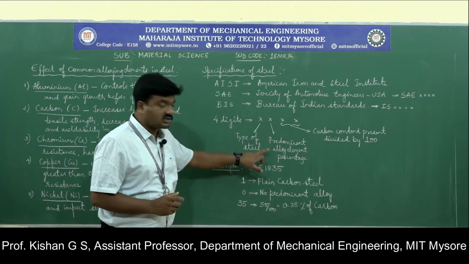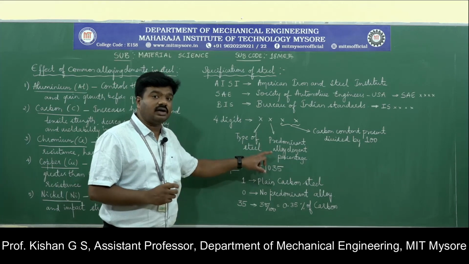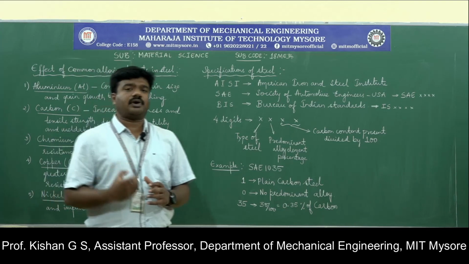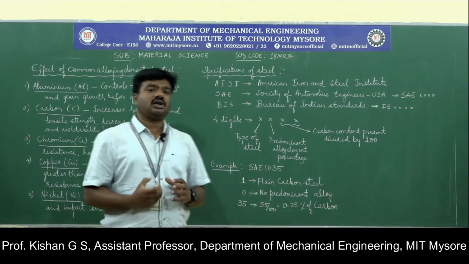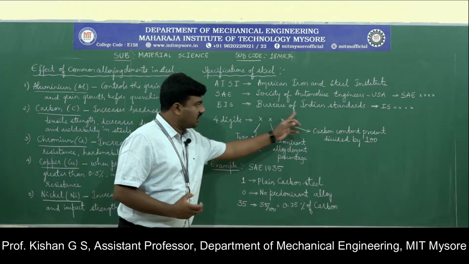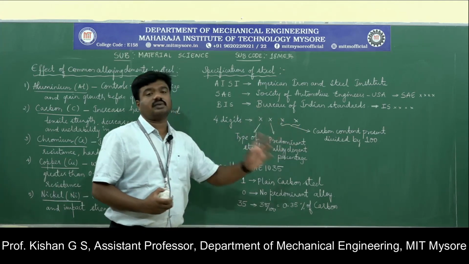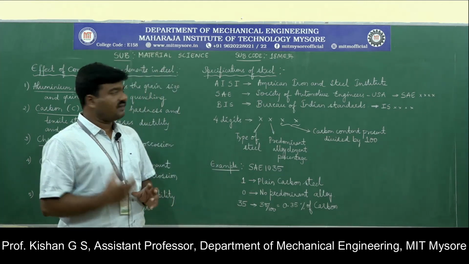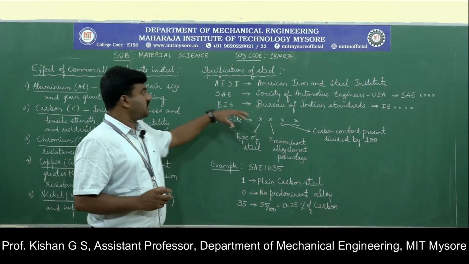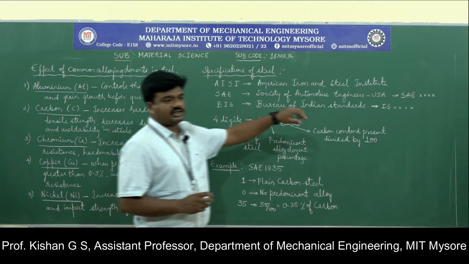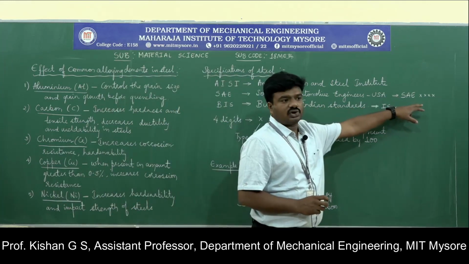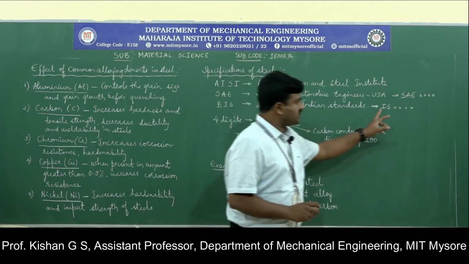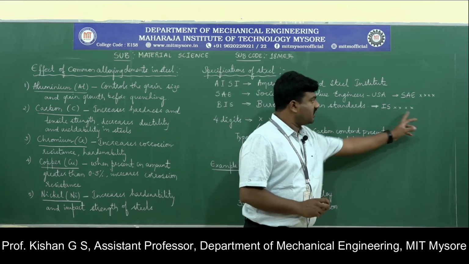The second digit represents the predominant alloy element in percentage, that is, what percentage of the predominant alloy is present in the steel. The last 2 digits represent the carbon content percentage divided by 100. If a specification is given by SAE, the representation will be SAE followed by 4 digits. If it is by Bureau of Indian Standards, the representation will be IS followed by 4 digits.